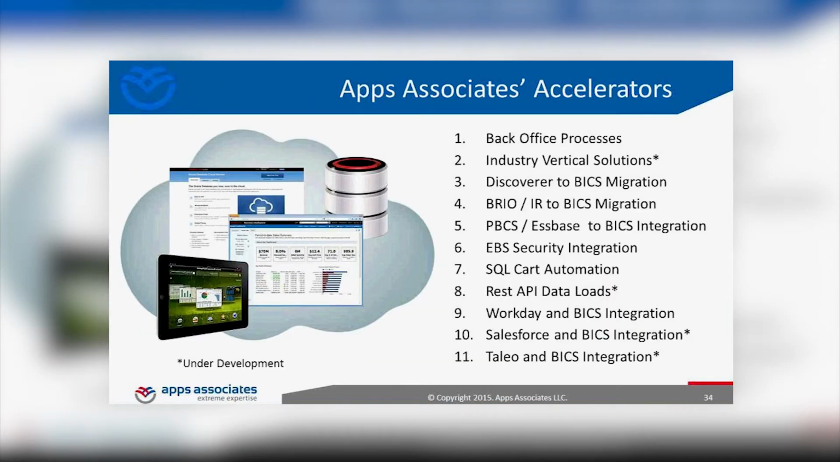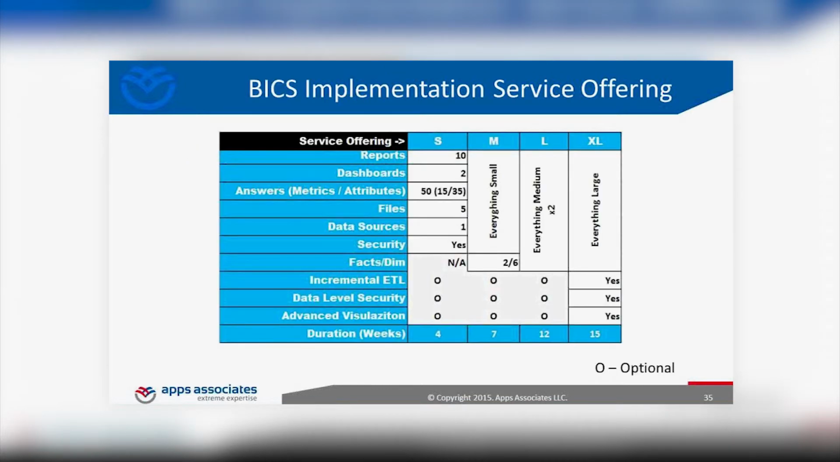So here's a list of some other accelerators that we have worked on at Apps Associates. The whole idea is building solutions. We have built solutions around certain vertical industries. We have built a solution for migrating Discoverer over to BICS. We have built a solution for migrating folks who run planning and budgeting in Essbase or Hyperion, or Planning and Budgeting Cloud Services. How do you move it over? A lot of work is going on in building these solutions to give you as a value proposition for engaging with us and getting this piece of software we have.